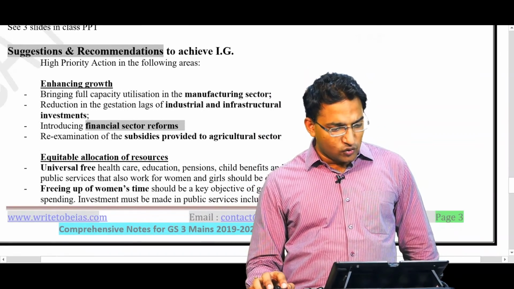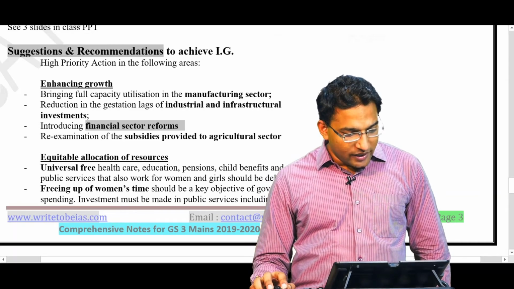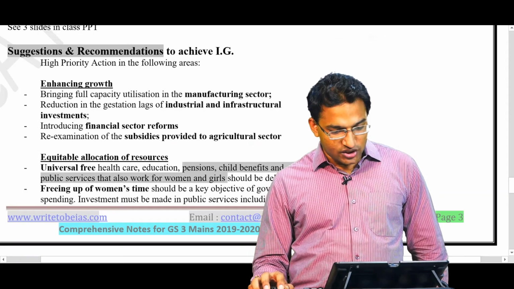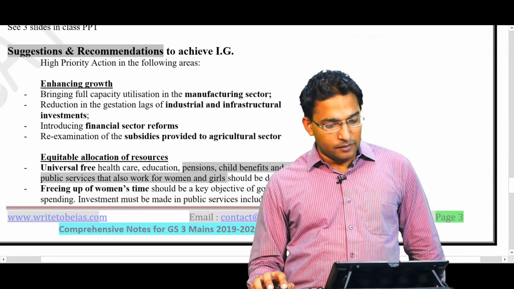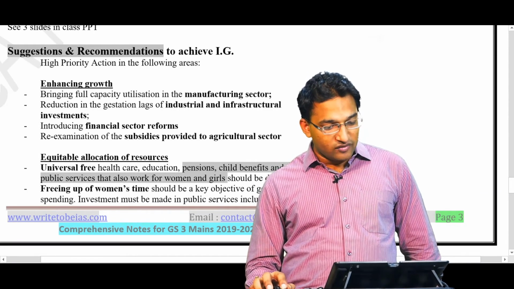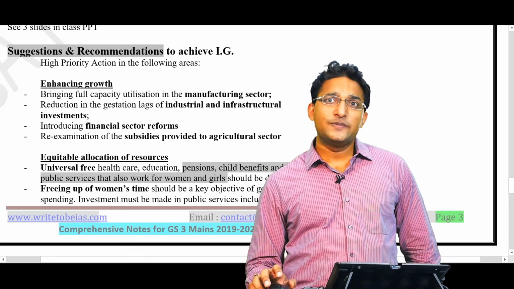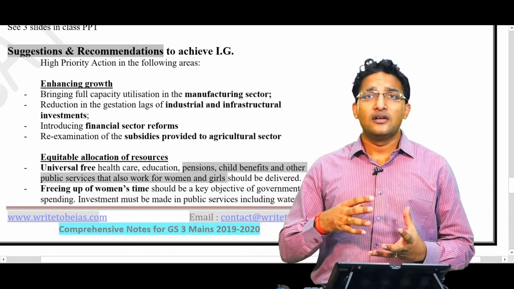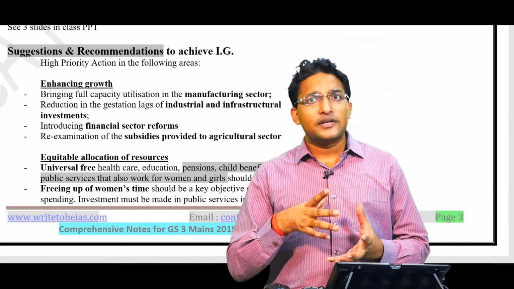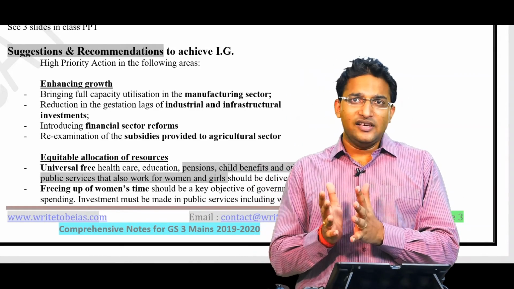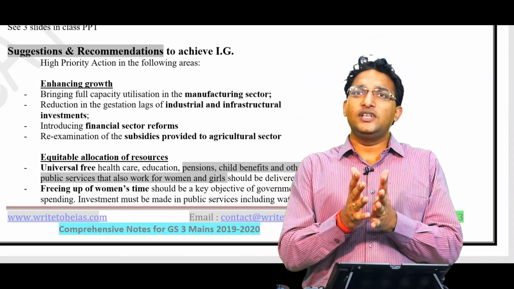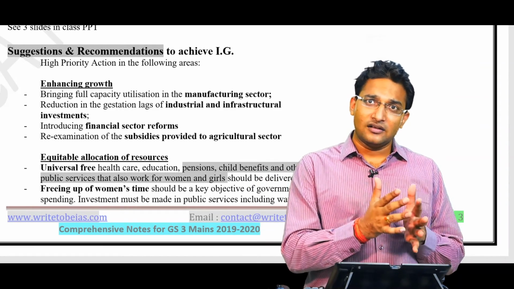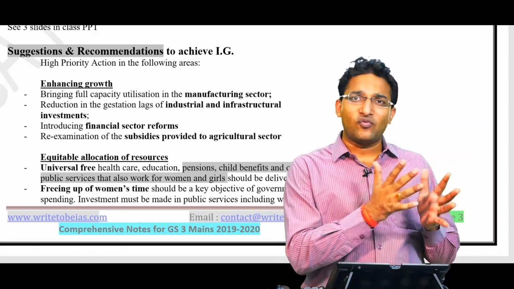In the second dimension, we have to focus upon providing free health care, education, pension, child benefits and other public services that also work for women and girls. Especially, we have to provide free facilities for women and girls because they don't have the purchasing power, and their families don't provide them these facilities because they think that this is paraya dhan, one day they will be gone from the family, so why spend this money?